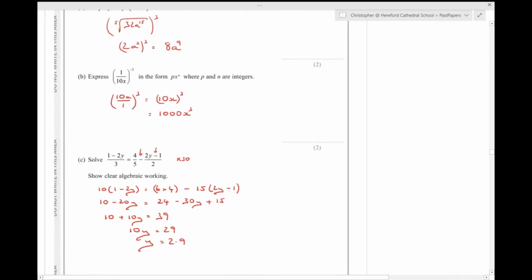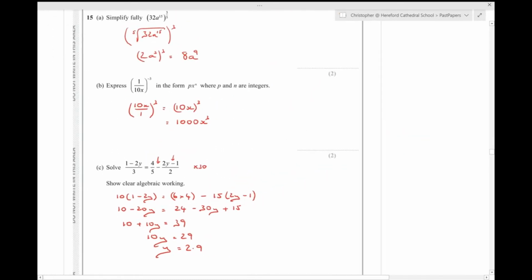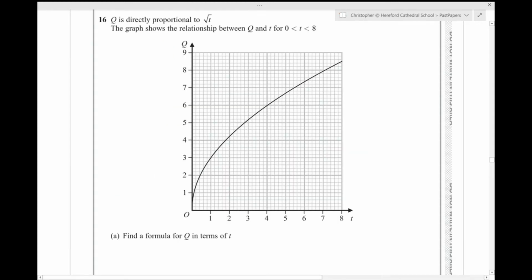And that is the end of question 15. Question 16. Q is directly proportional to the square root of t. So that means that Q equals k times the square root of t. The graph shows the relationship between Q and t. Great. Find a formula for Q in terms of t.